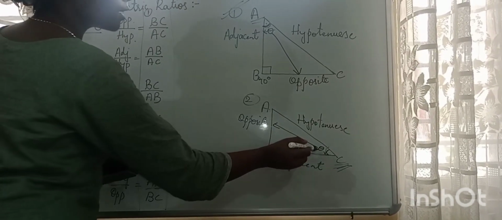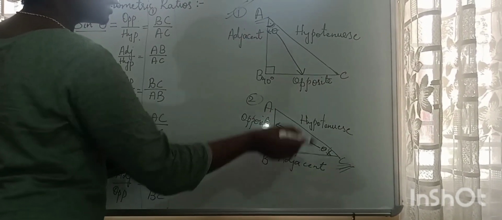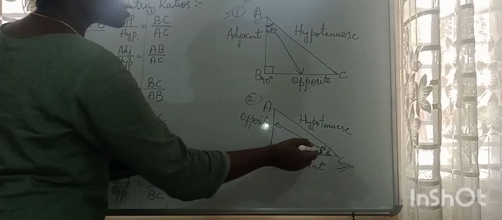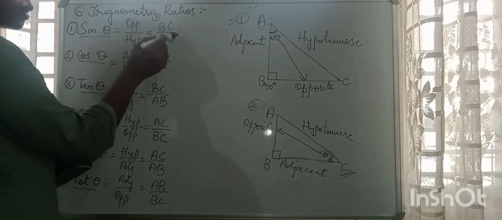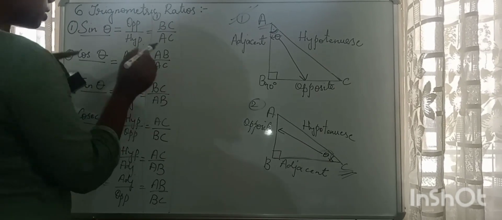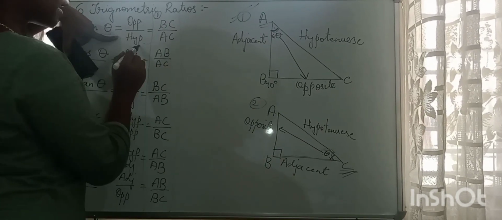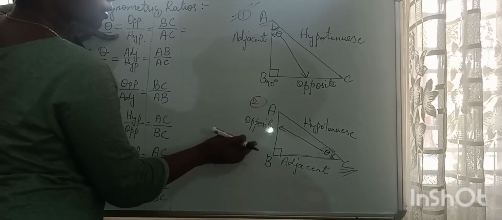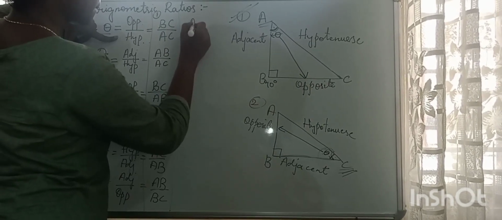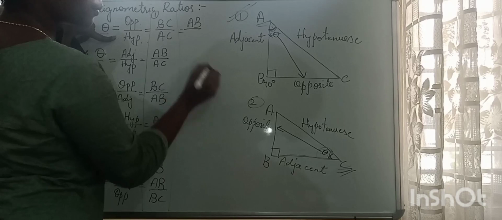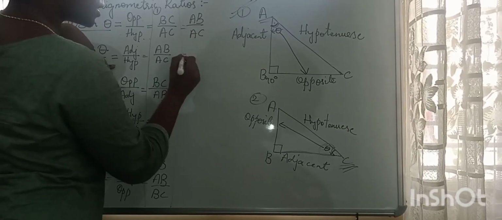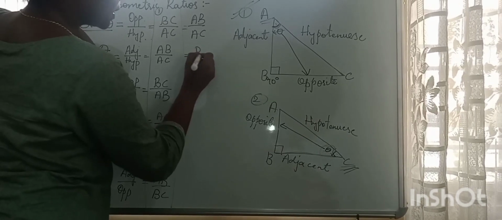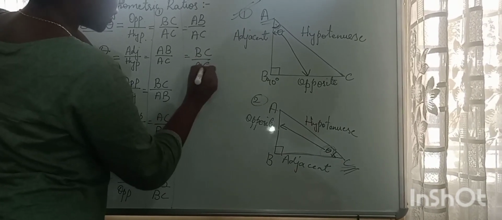So we can see that it all depends upon the theta angle which you are taking. Which angle is theta? Based on that, your ratio values will be changing. So for sin theta, opposite by hypotenuse. Opposite for this triangle is AB. Hypotenuse is AC. Cos theta, adjacent BC by hypotenuse AC.